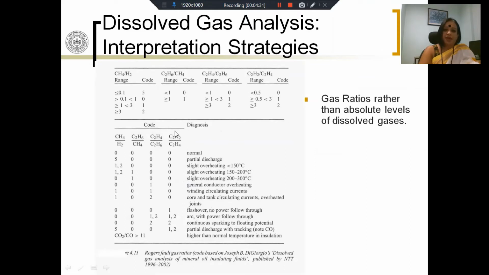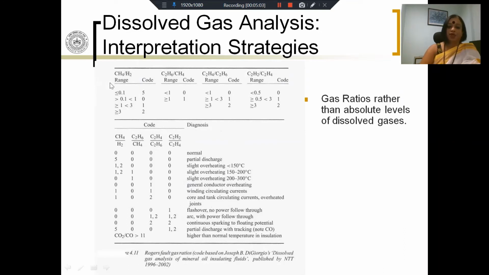Let us have a look at the kind of strategies that are used for dissolved gas analysis to interpret partial discharge or other faults taking place inside a transformer or other equipment. Remember, here we are essentially looking at gas ratios. We are not looking at the absolute levels of dissolved gases. We are looking at the gas ratios. So, for example, there can be various ratios that we might be interested in. For example, the ratio of CH4 to H2.